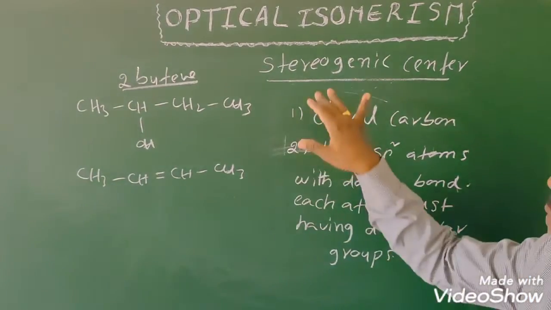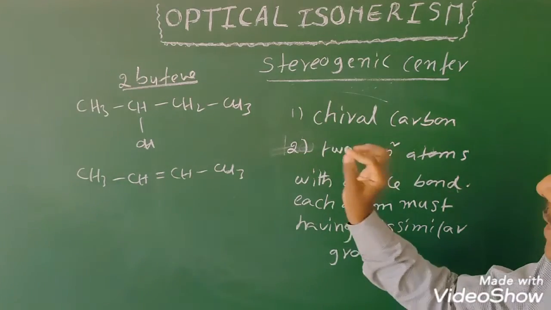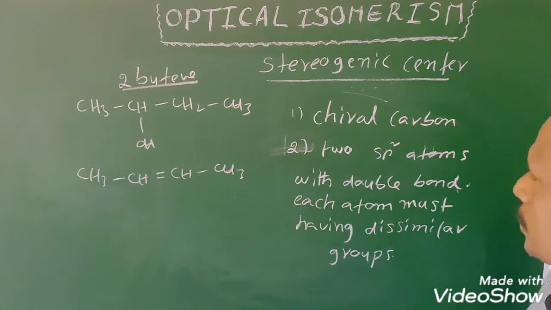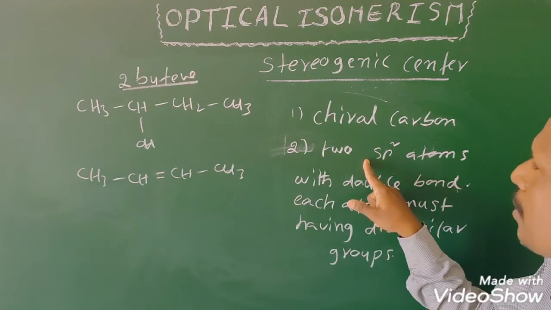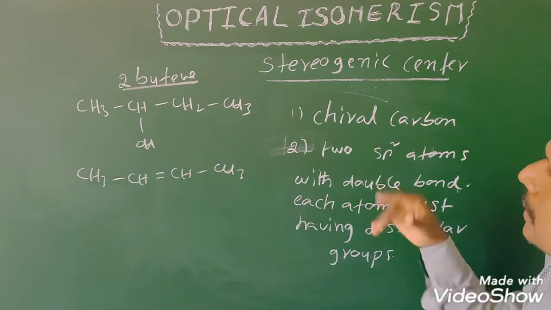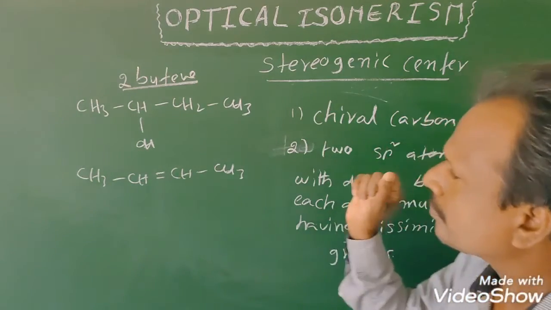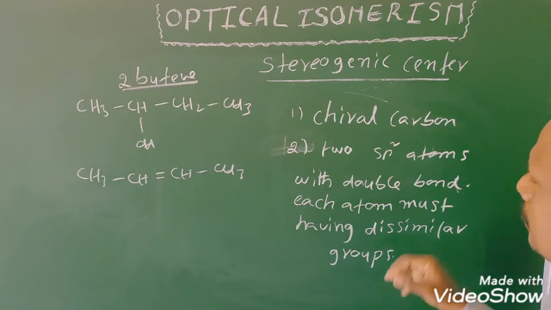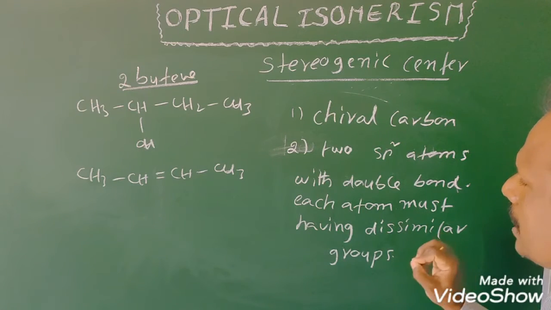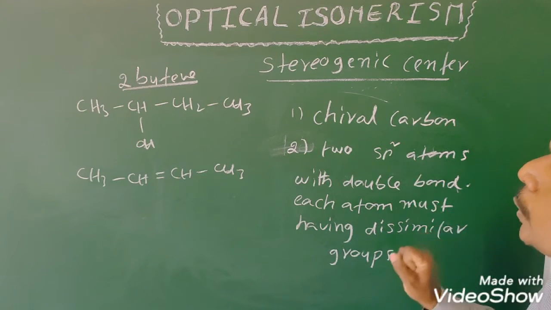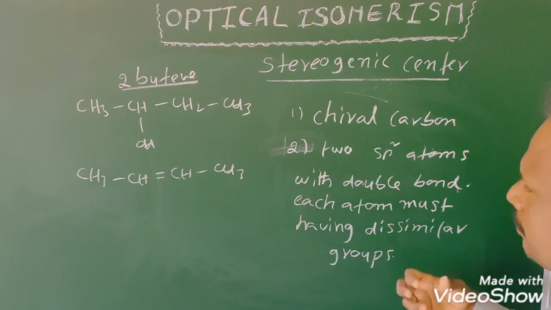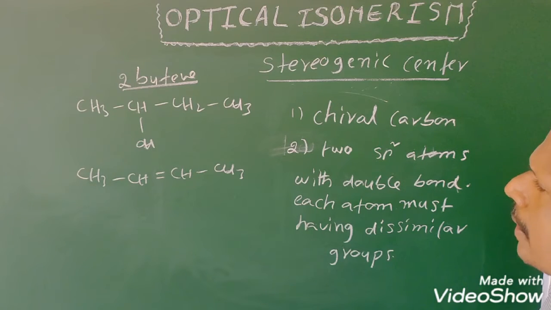Stereogenic center. What is a stereogenic center? Presence of a chiral carbon, or two sp2 atoms with a double bond where each sp2 atom must have different groups. So two types of stereogenic centers are there: the chiral carbon, and the double bonded sp2 atoms with different groups.